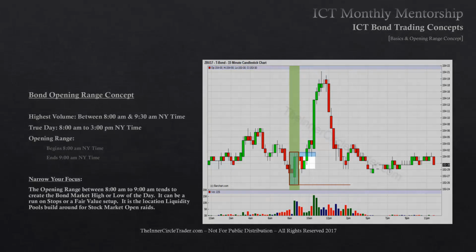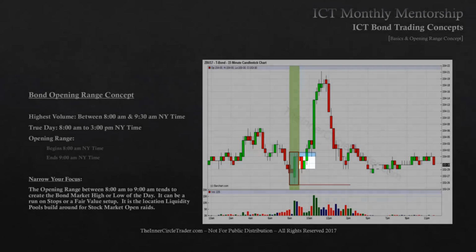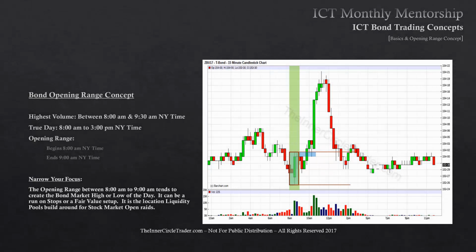We have an order block, the last two down closed candles inside of the opening range, and the opening range high. As you can see, price trades down into the bullish order block, supported around the notion of the 8 a.m. to 9 a.m. opening range concept, and price rallies away, on the basis of a bullish order block.